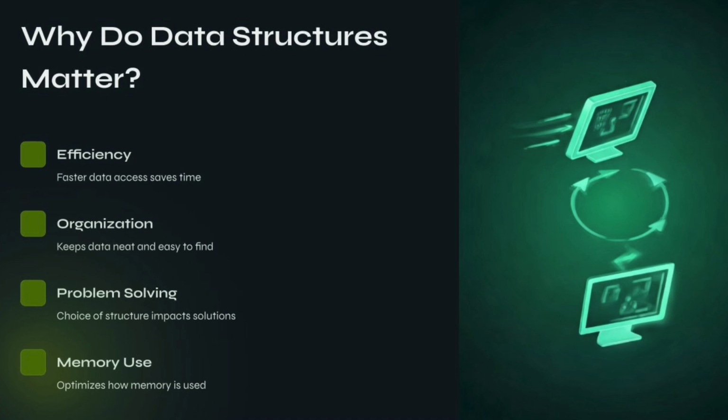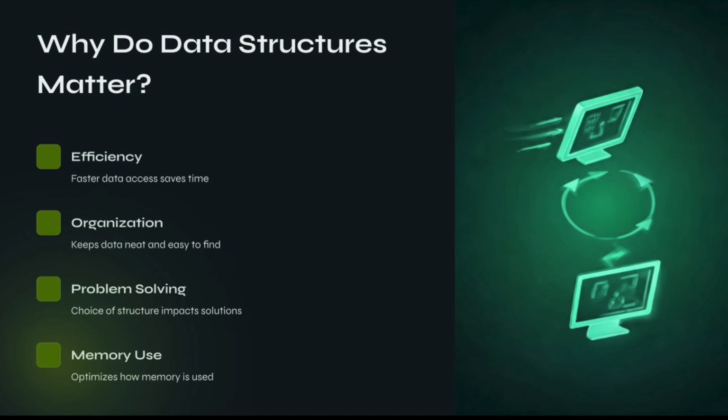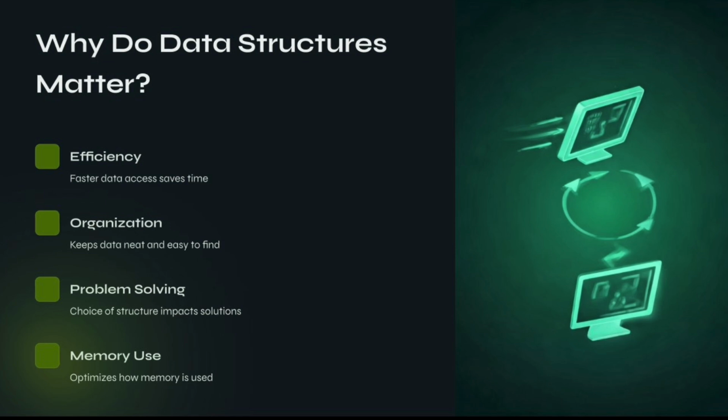Problem solving, the right structure makes the job easier. Now, this one's a big one, problem solving. Let's say you are building an app that tracks buses in a city. You need to update locations, manage routes, and answer questions like which bus is closest to me right now. The way you choose to store this data, like whether to use arrays, linked lists, trees, or graphs, affects how fast and easy it is to solve these problems.